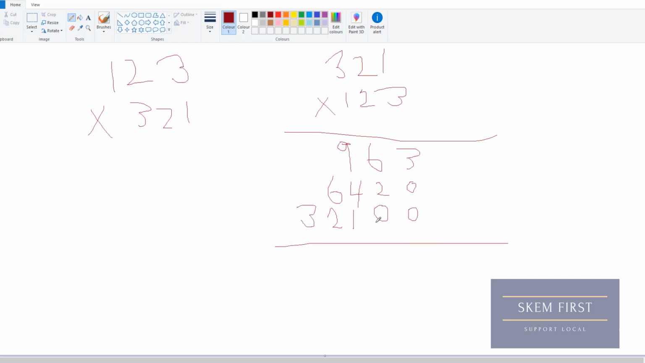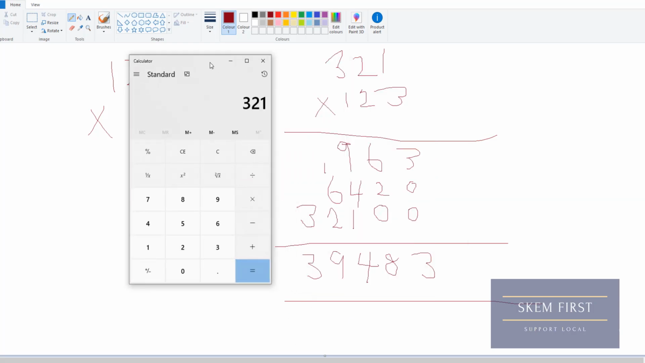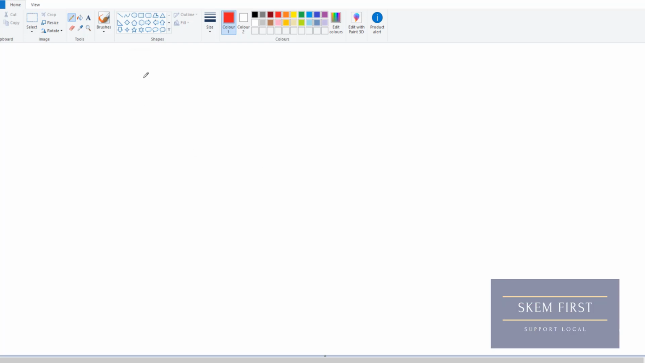Now we can add all of this up and see what we've got. We've got 3, 8 plus 6 is 14. So we carry the 1 over because we're adding up. On this column we've got 6 plus 2 is 8 plus the 1 we carried is 9. And then finally we've got the 3 on its own. So 321 times 123 should be 39483 if I did that calculation correctly. Let's take a look. 321 times 123 is 39483.